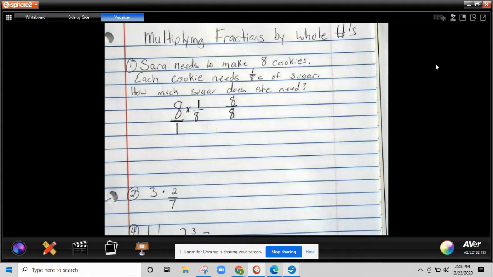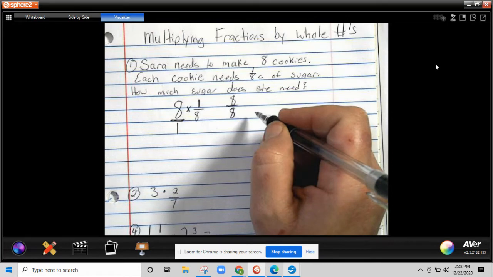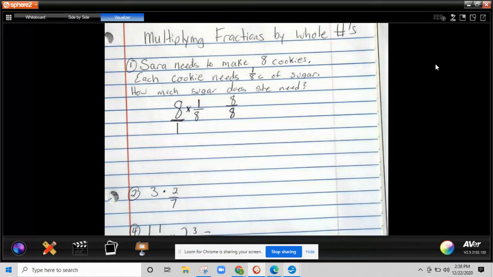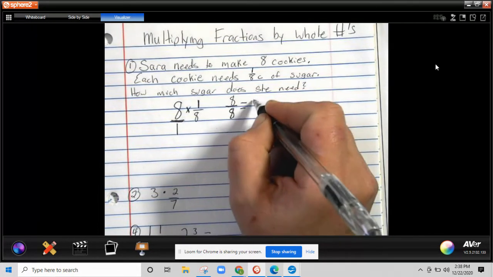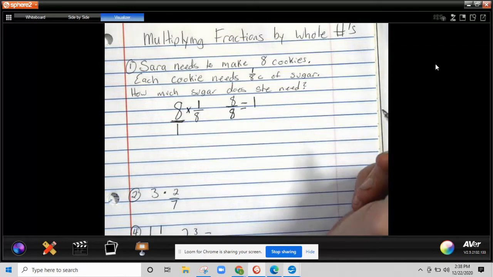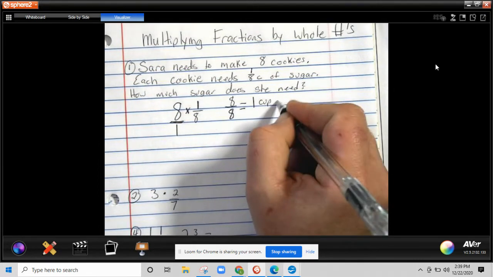Now, I did this on purpose because I also wanted you to see something. This is another example of a whole fraction that I was teaching you about already. Okay? So 8 over 8, that is going to be reduced to 1. So how much sugar does she need? Well, she needs 1 cup of sugar.